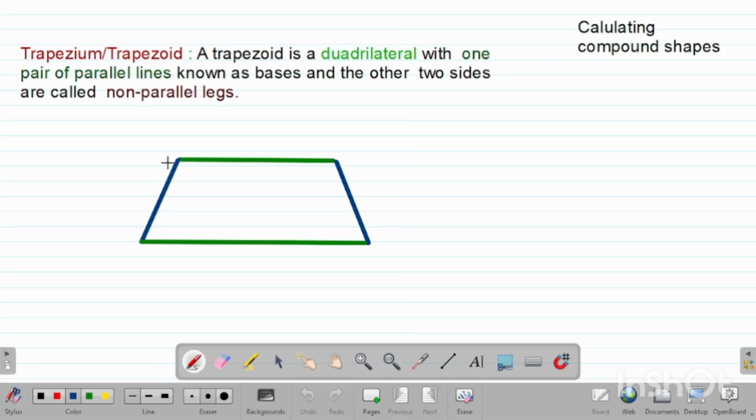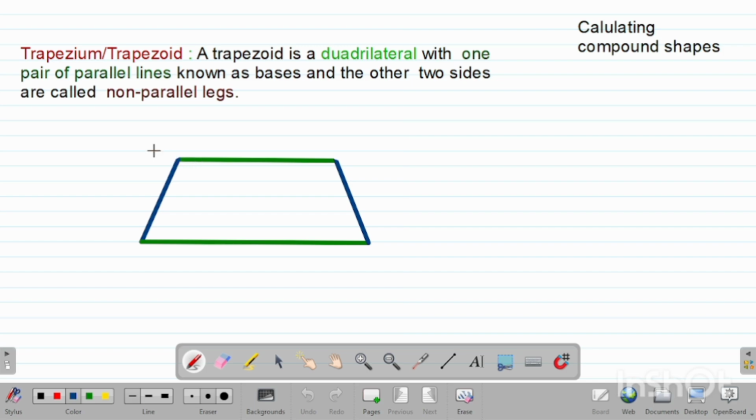In today's video, I want to tell about trapezium, a quadrilateral. In other words, it is also called trapezoid. By definition, a trapezium or trapezoid is a quadrilateral with one pair of parallel lines known as bases, and the other two sides are called non-parallel legs.